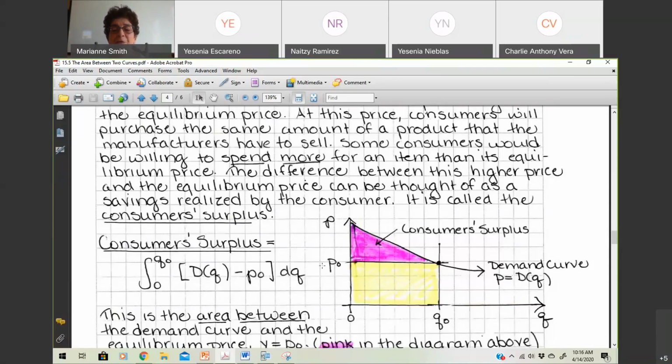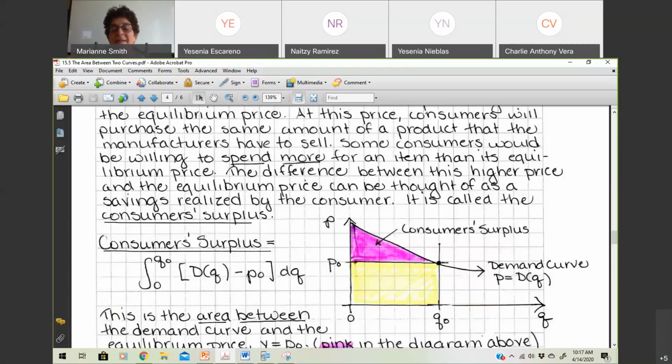Okay, so here's how you figure out consumer surplus. You're using exactly the same strategy we use to find the area between two curves. Only here, you notice your demand curve is the higher curve. So D of Q comes first, okay? P0, it's a constant, right? So it's a horizontal line, okay, but it's still a Y value. So you're gonna put P0 here, okay? And then we would integrate this with respect to Q, because Q is our variable of integration, or quantity demanded. And we're going to integrate it from 0 to the equilibrium quantity.